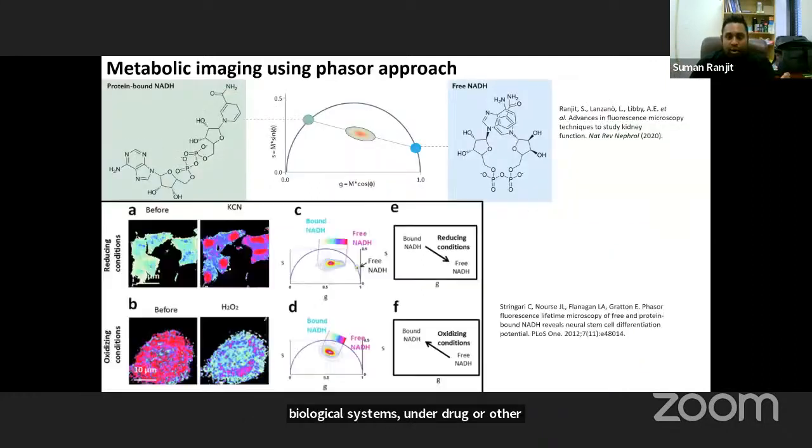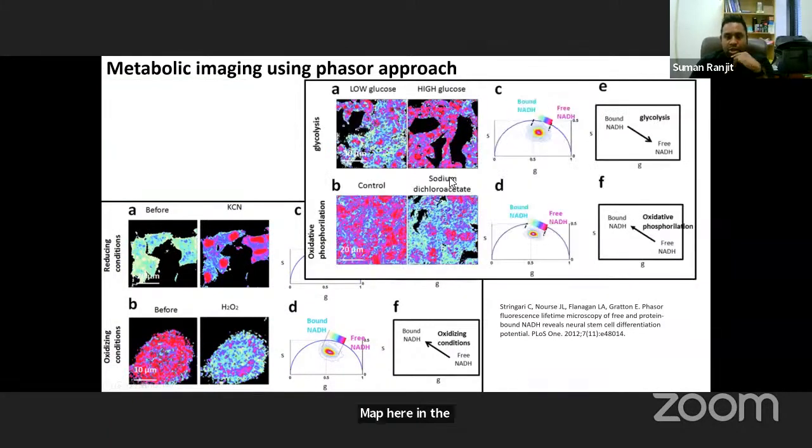right? Originally from Chiara's paper, you can add something like potassium cyanide, which would force it to be in a reducing condition, or hydrogen peroxide, which would force it to be in an oxidizing condition. And you can see the shift in metabolism as shown by the color map here in the images. You can similarly do this with high glucose or sodium chloroacetate, where you can produce glycolysis or oxidative phosphorylation, and you see the cells moving.